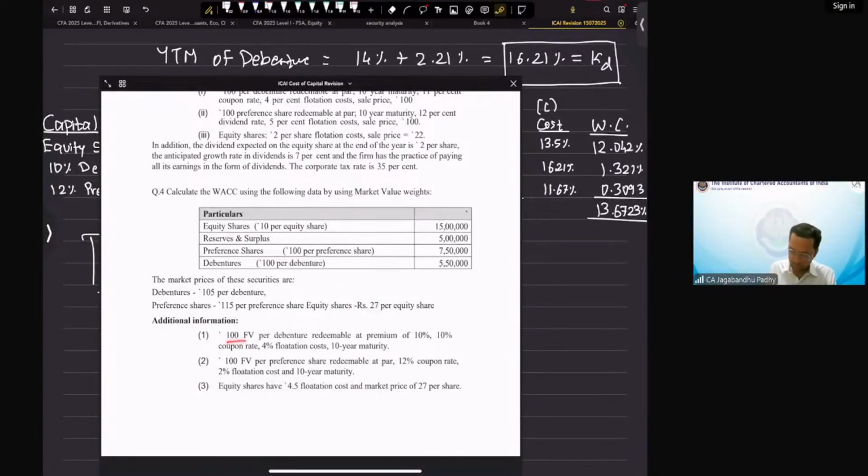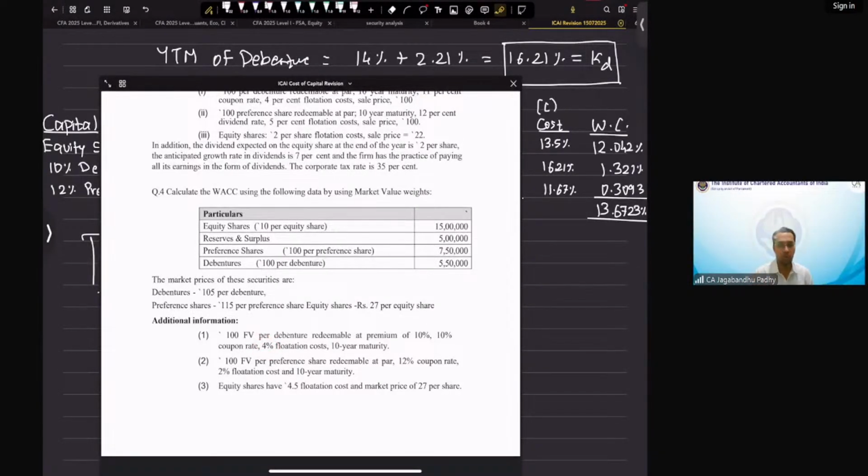Debentures are having a face value of 100, which are redeemable at a premium of 10%, with 10% coupon rate, 4% flotation cost, and 10-year maturity. So over here, the redemption value is 110. 4% flotation cost. Flotation cost means when you're going to issue the debentures today, you need to incur some flotation cost on this. Now, this 4% is going to be of what number?